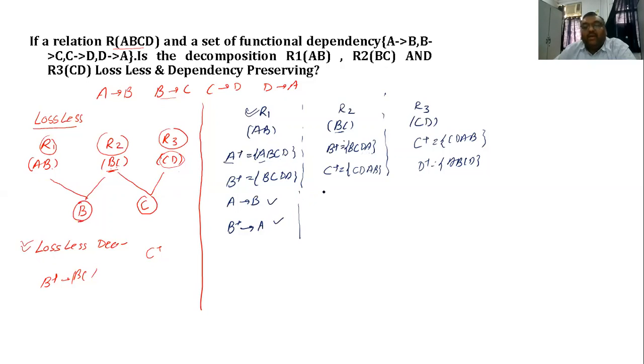Now similarly here, B determines B, no need to write it. B determines C, okay. B determines D, no need to write. B determines A, no need to write because D or A is not there. Similarly over here, C determines B, yes, B is there. Similarly over here, C determines D and D determines C, right?